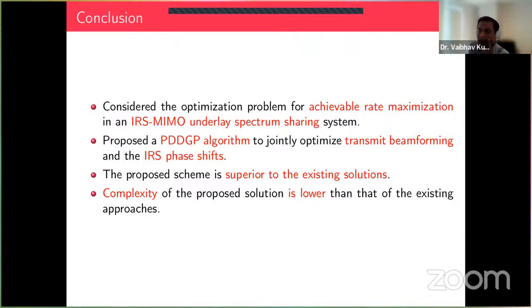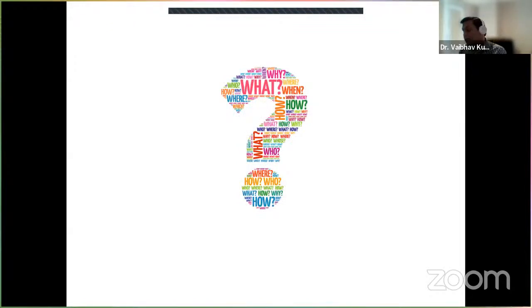The performance has been shown to be superior with much lower complexity, where the complexity is linear, which is the best you can get in this sort of a system. And that is the end of the talk. If you have any questions, please go ahead.